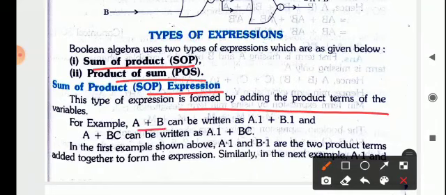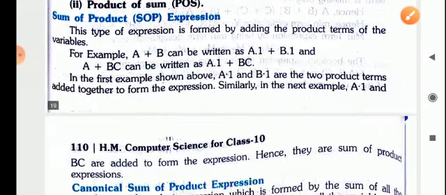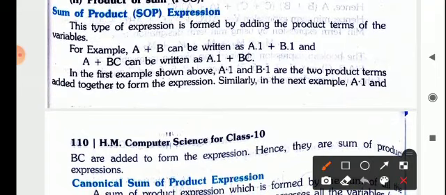Okay. Now, A plus B can also be written as: you have to product A with 1 and you have to product B with 1. So, A plus B can be written as, now you can see A will be producted with 1 and BC is there. Okay. So, this way you can solve it. This is your sum of product expression.